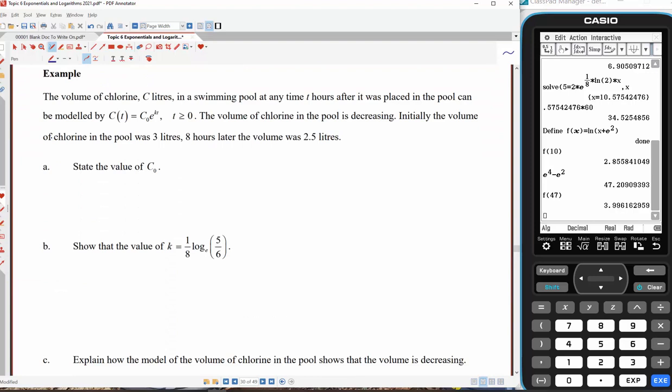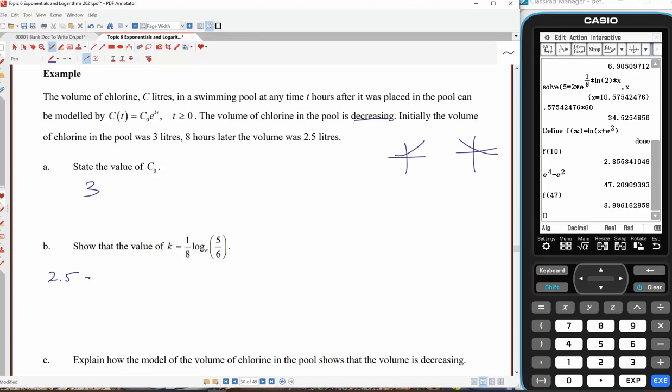Okay, so another example. The volume of chlorine, C litres, in a swimming pool at any time T hours after it was placed in the pool can be modelled by this. The volume of chlorine in the pool is decreasing, so it's an exponential function. Chlorine was 3 litres, 8 hours later, the volume, decreasing. Right, so state the value of C0.